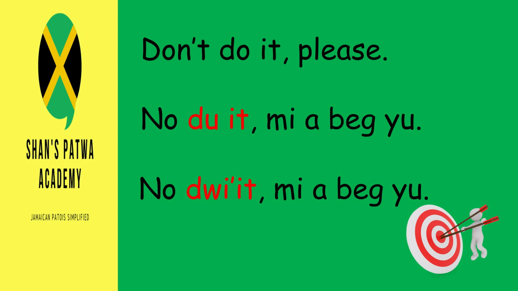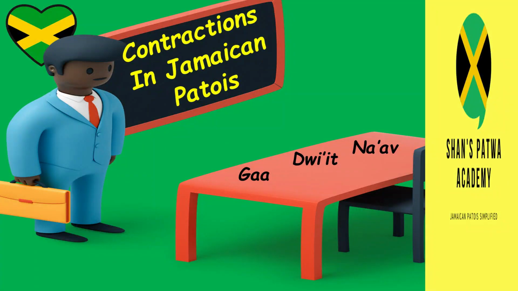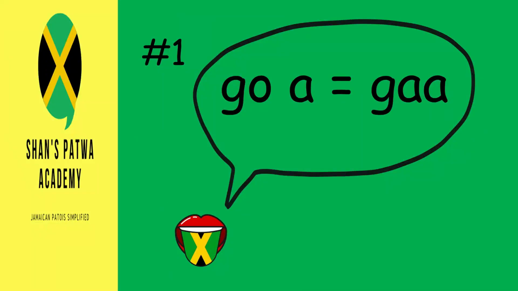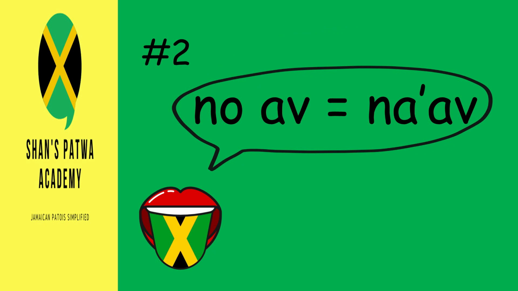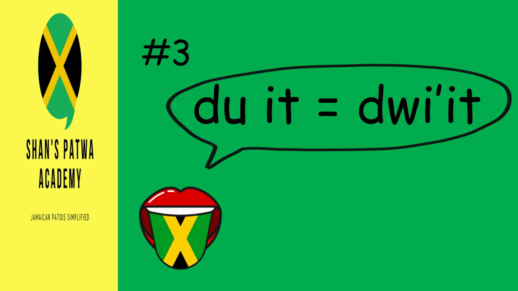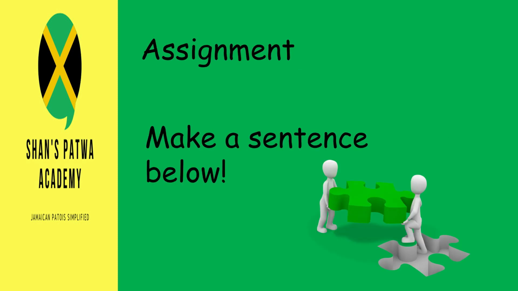All right, so those are the three ways that we're looking at today. 3 contracted words in Jamaican Patois. So let's do a quick recap. Goa becomes ga, no have becomes nav, do it becomes dwi'it. And I showed you some example sentences of how these can actually be used. So here's your assignment. Using any one of the Jamaican Patois contractions that you just learned or any others that you might already know, make a sentence below in the comment section.